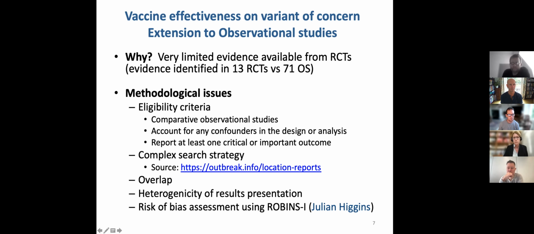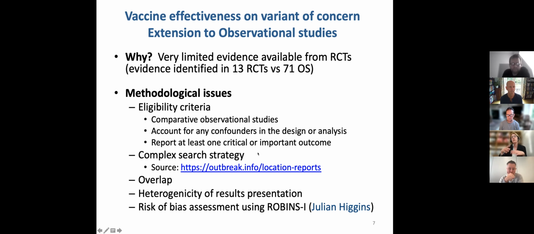And so we set up a strong collaborations with Julian Higgins and his team from Bristol. And we had to develop a protocol, and of course we encountered quite important methodological issues. First, the eligibility criteria. We had to think of how we can do to avoid being completely overwhelmed by all terrible observational study and be able to provide informative evidence. So we set up some strict eligibility criteria: comparative observational study, accounting for any confounder in analysis, and reporting one critically important outcome.